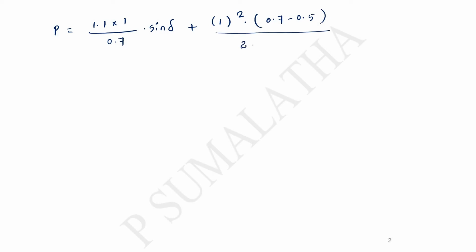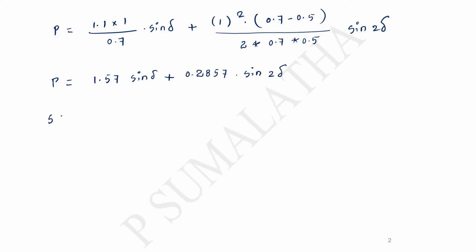P is equal to mod E is 1.1 and mod V is 1, divided by xd, which is given as 0.7, into sin del, plus mod V square, 1 square, into (xd minus xq) 0.7 minus 0.5, divided by 2 times xd xq, 0.7 into 0.5, sin 2 del. This will give us 1.57 sin del plus 0.2857 into sin 2 del.